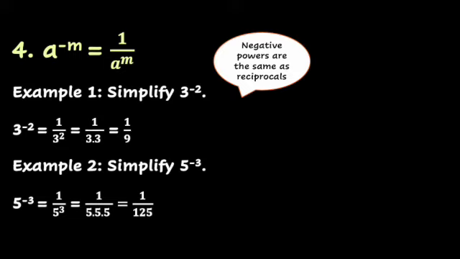So have a look at the first example here, 3 raised to the power minus 2. So when we rewrite it, we can always rewrite it as 1 upon 3 square, which can be simplified as 1 upon 9. In example 2, we have simplify 5 raised to the power minus 3. So again we convert it to the positive power first. So we write it as 1 upon 5 cube, which is 1 upon 5 raised to the power 3, and that happens to be equal to 1 upon 125 when we simplify it further.